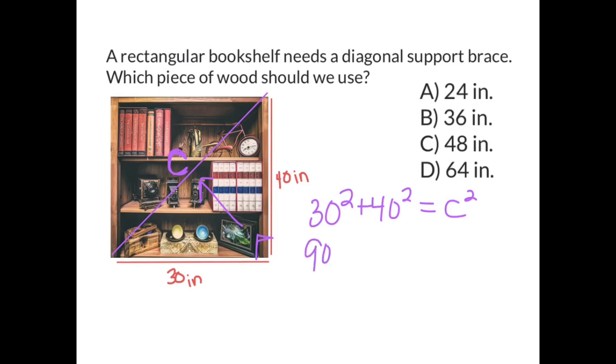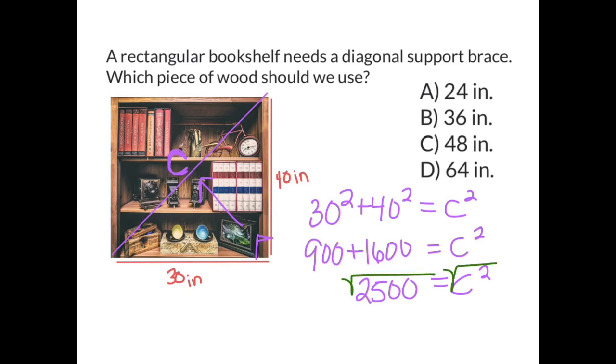So this is going to be 900 plus 1600 equals c squared. So that's going to be 2500 equals c squared. Then again, my last step is going to be to square root both sides. Luckily 2500 is a perfect square and we get 50. So 50 equals c. So that means I need this diagonal to be 50 inches.